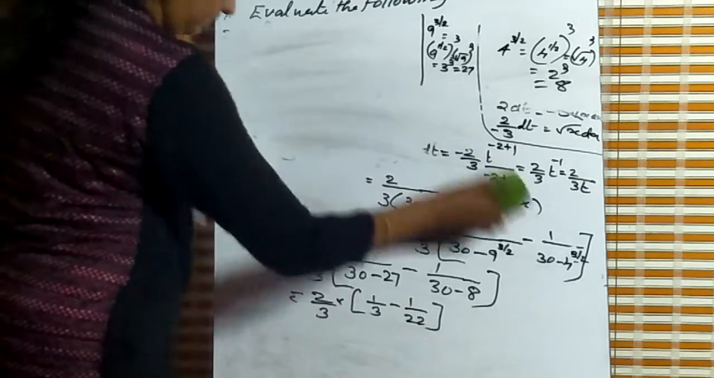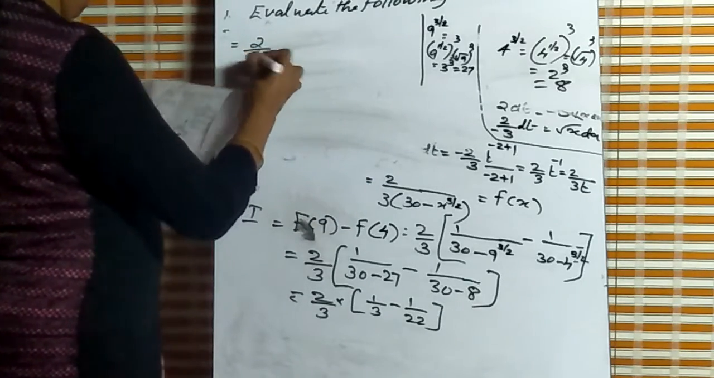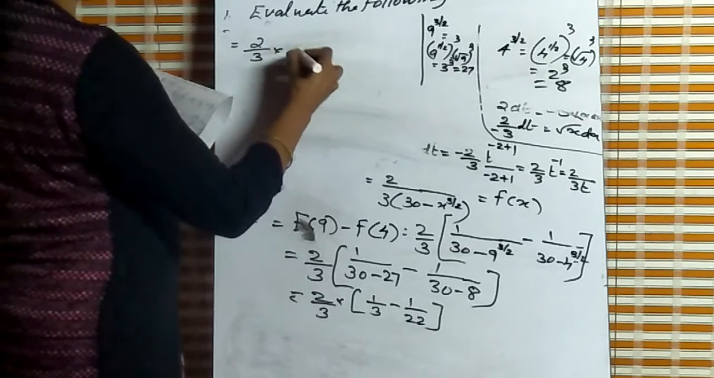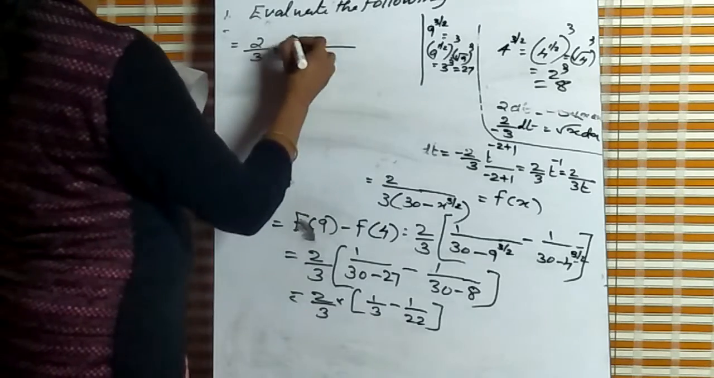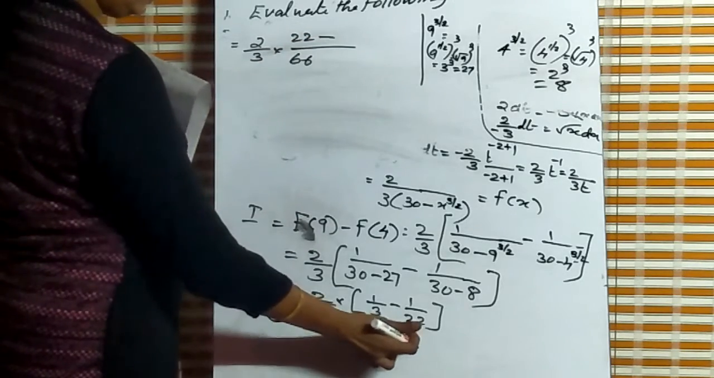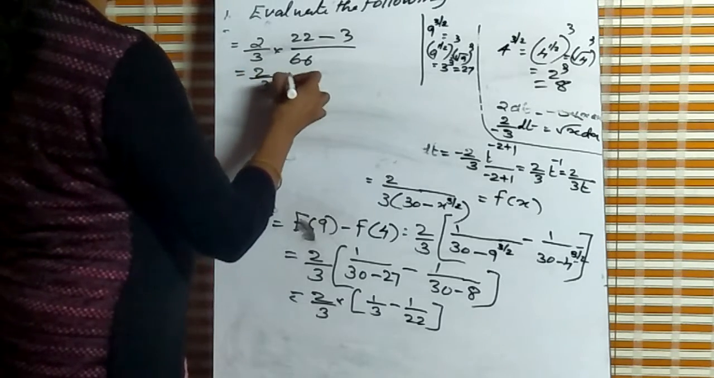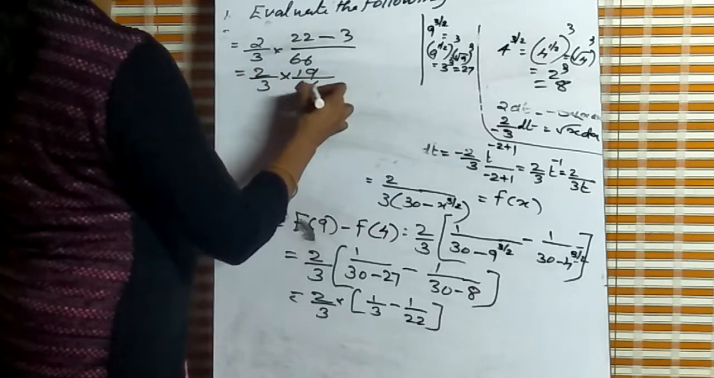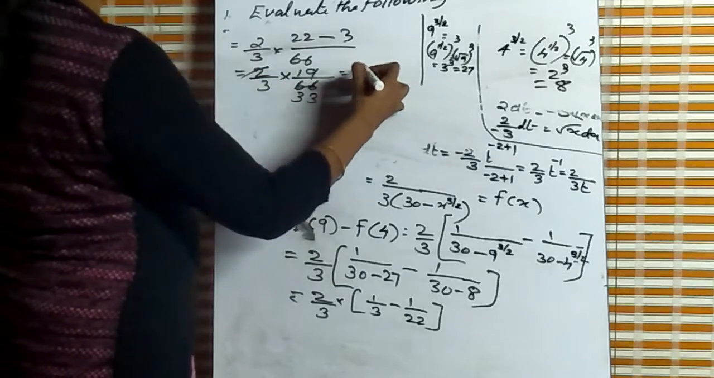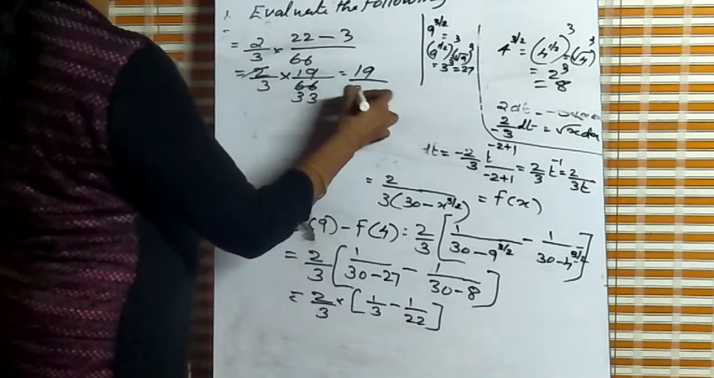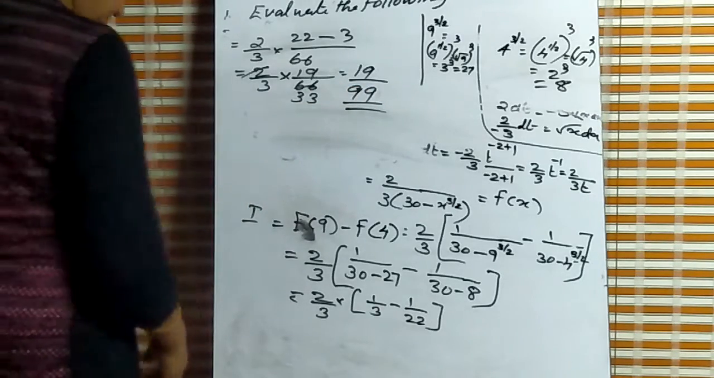Taking LCM, 2 by 3 into LCM 66: 22 minus 3 by 66 equals 2 by 3 into 19 by 66, equals 19 divided by 33 into 3 is 99. 19 divided by 99.